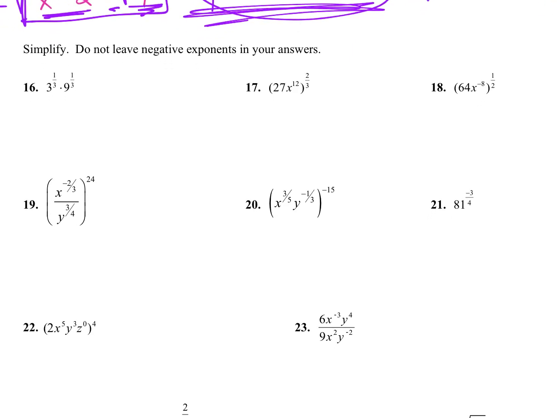Okay, so no negative exponents, right? We don't want negative exponents. So we're going to simplify as much as we can. What is a 1/3 exponent doing to a number? Cube rooting, right? So 3 to the 1/3 power is the cube root of 3. 9 to the 1/3 power is the cube root of 9. What can you do with that? Multiply them. We're going to go 3 times 9. So it's going to be the cube root still of 27, okay?